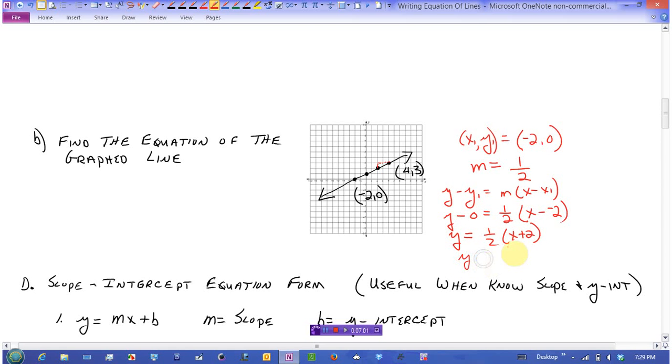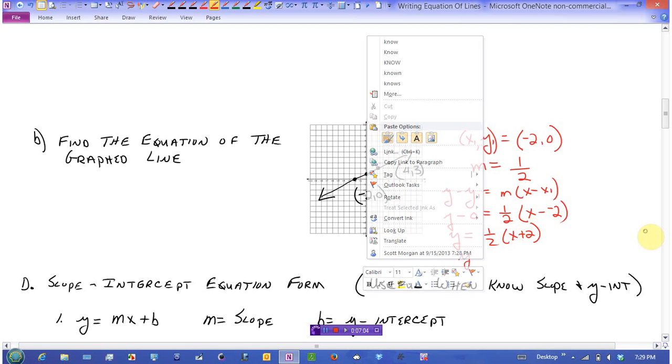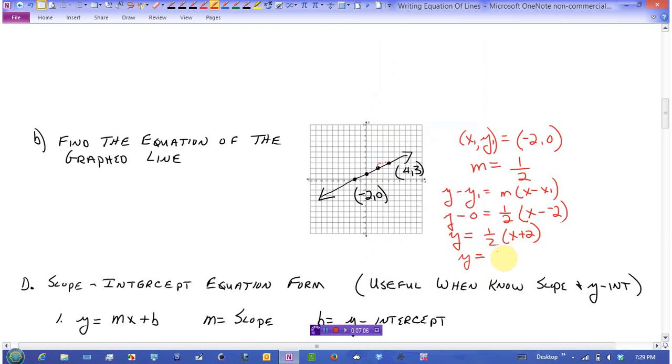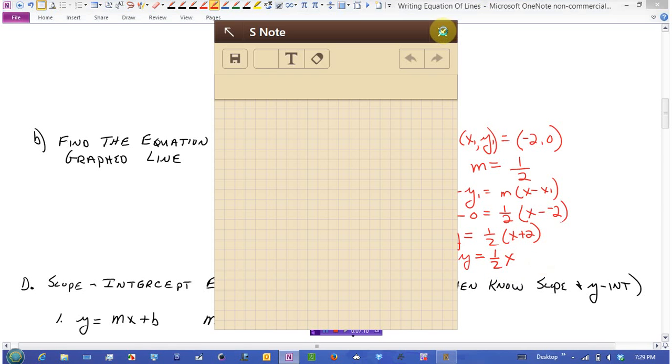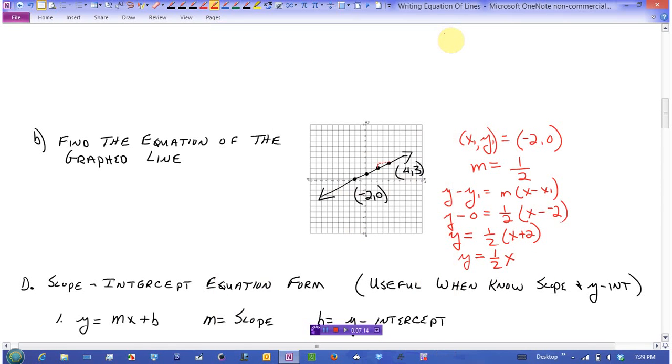y is equal to, distributing the 1/2, I've got 1/2 x, and then 1/2 times 2 would be 1. So that's my equation.